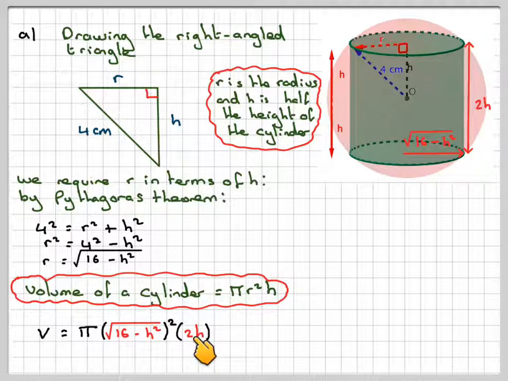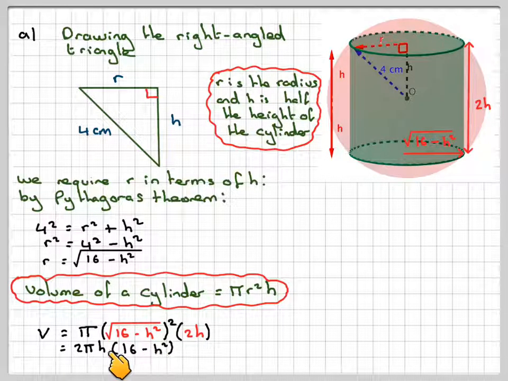And then we've got 2h. 2h times pi will become 2 pi h. And then this, if you square root it and square it, will just become 16 minus h squared. We're going to differentiate, so before we differentiate, we can multiply that out.